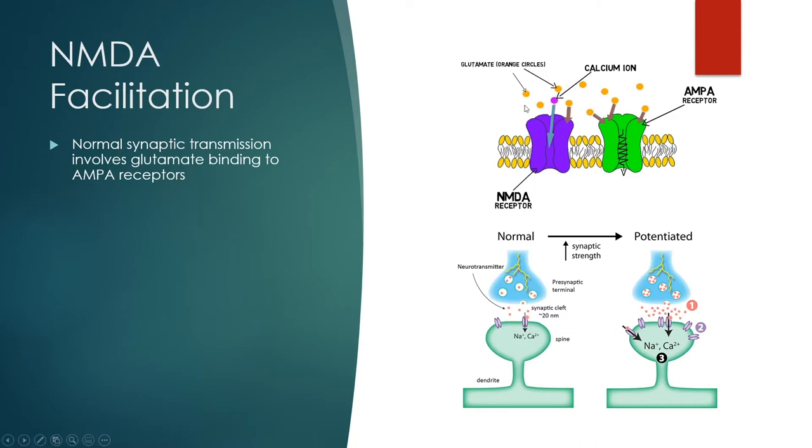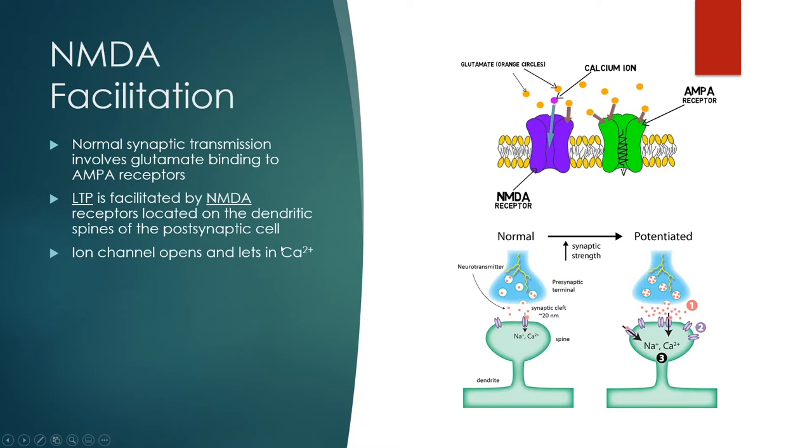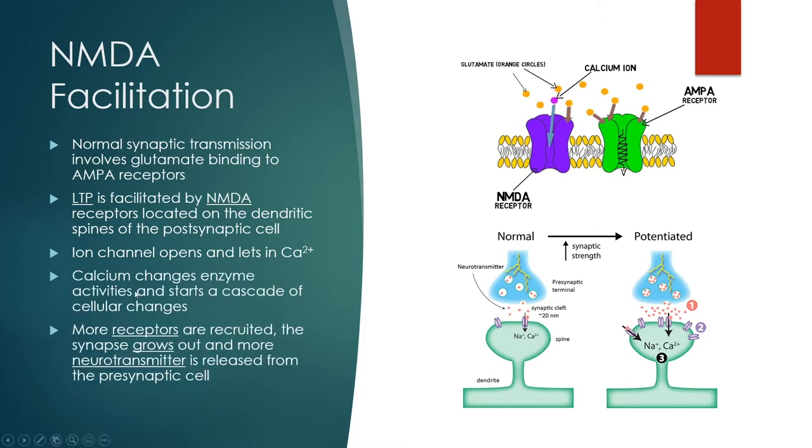But there are these other NMDA receptors that, if the cell is being fired enough, if it's being potentiated a bunch, will open up and allow a flood of calcium into the cell. The calcium itself then causes a cascade of enzymatic effects in that synapse, really localized to that synapse, where you'll see that more receptors are recruited. That's what this bottom right picture is showing: once the calcium goes in, it sets off this cascade of changes within the synapse, which actually brings more of these AMPA receptors up to the surface.